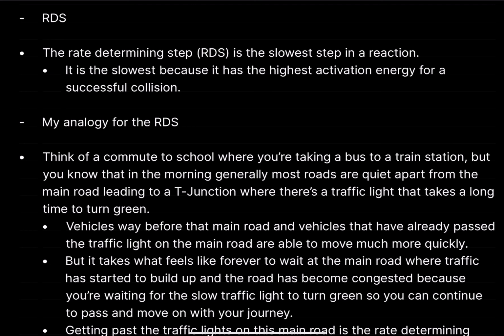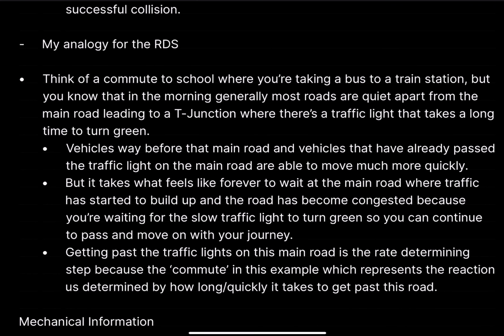I use this example because vehicles that are way before that main road, and vehicles that have already passed the traffic light on the main road, are able to move much more quickly. But it takes what feels like forever to wait at the main road, where traffic has started to build up and the road has become congested, because you're waiting for the slow traffic light to turn green so you can continue to pass and move on with your journey.